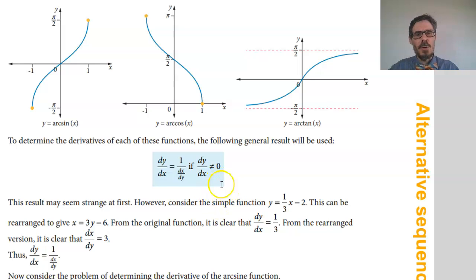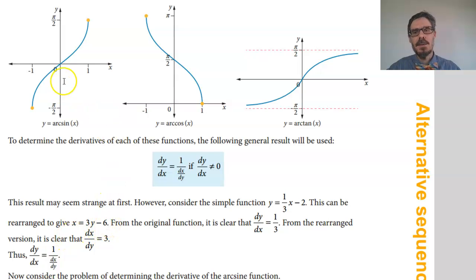So if this seems a little odd, think about straight lines. Now this is not much of a proof. Okay, this really isn't much of a proof, but it kind of gives an example. If I start with this linear function, its gradient is 1/3. If I get the inverse function and rearrange it, I get a gradient of 3. So the gradients of each of them are reciprocals. The gradient of one is equal to 1 over the gradient of the other.